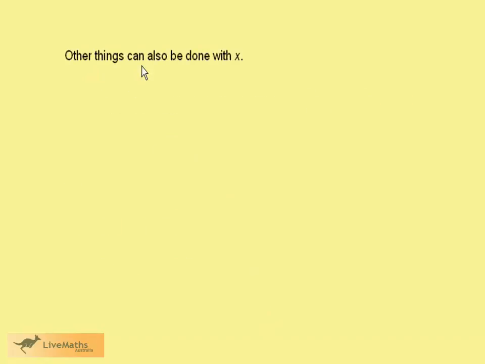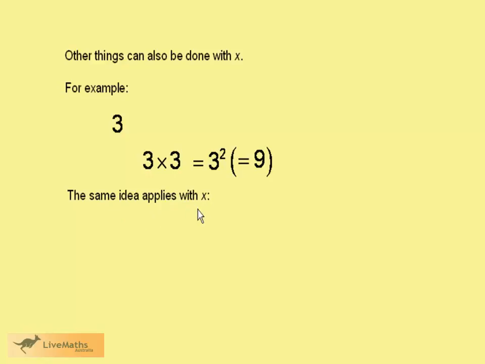Other things can also be done with x. For example, consider the number 3 again. If we do 3 times 3, this is known as 3 squared, and it's equal to 9. The same idea applies with x. If we take x, we can do x times x, and this is known as x squared. So 3 times 3 is 3 squared, and x times x is x squared.